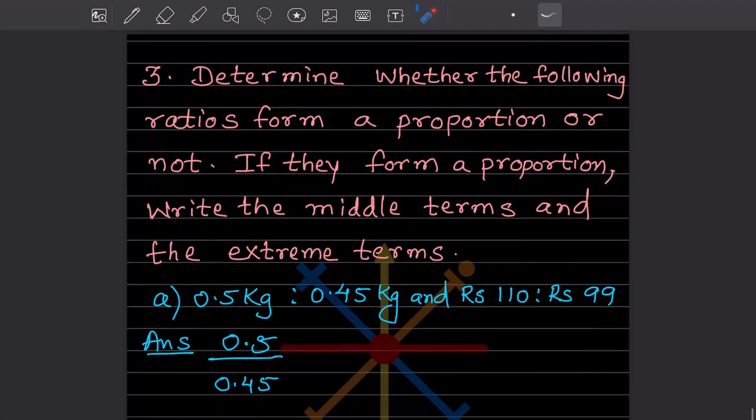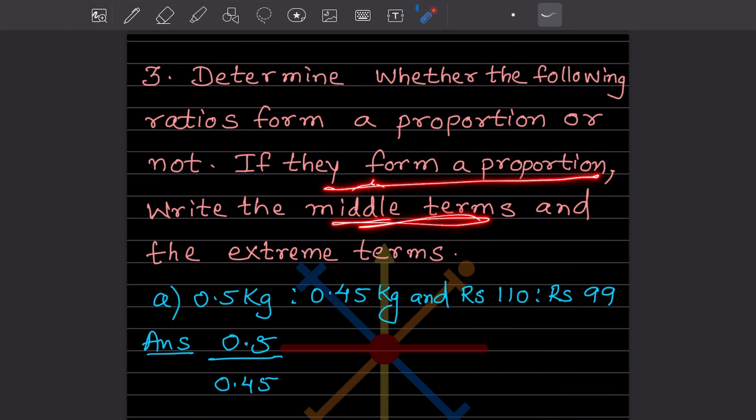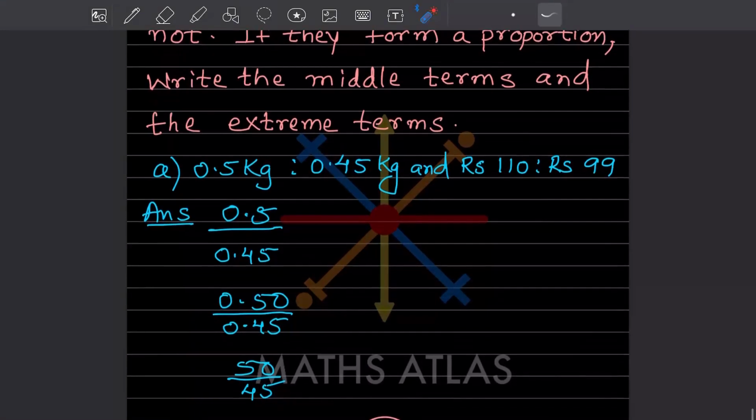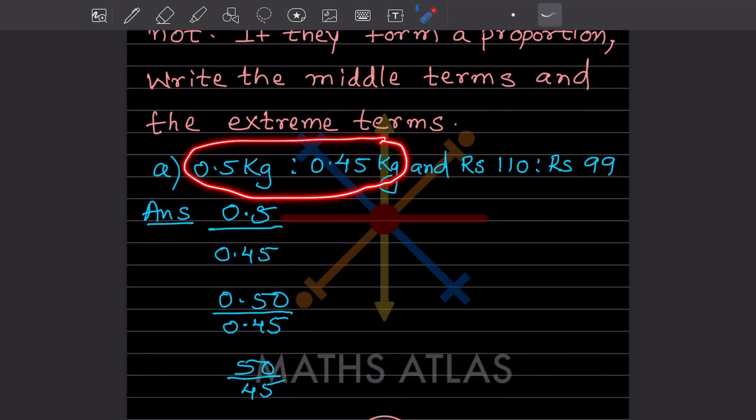So now what did they say in the next question? It says, determine whether the following ratios form a proportion or not. And then they said if they form a proportion, write the middle terms and the extreme terms. Now you know which are the middle terms and which are the extreme terms. Now first look at here. These are the two given, and these two are given.